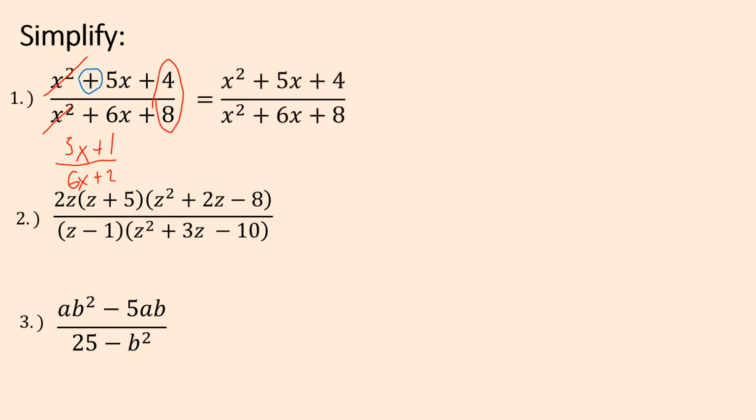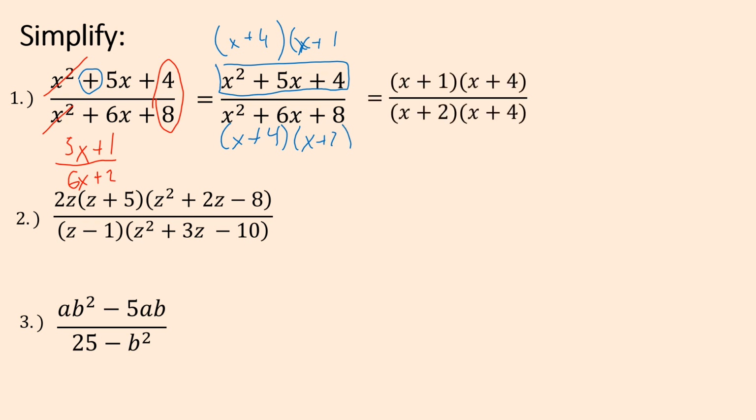So if we start this over, we look at both of these, we can factor both of these polynomials. On the top here, this would become x plus 4, x plus 1. And on the bottom here, it would be x plus 4, x plus 2. So once we have that switched, here's our new fraction. And here, these two parentheses are separated by multiplication. And when we have things separated by multiplication, we're allowed to cross out anything that's the same.